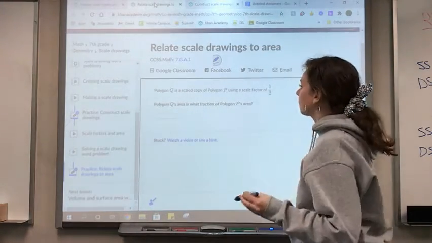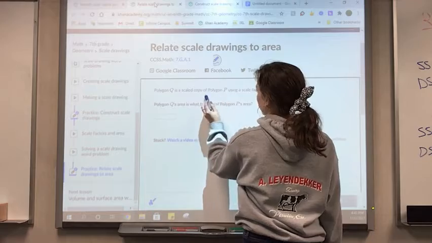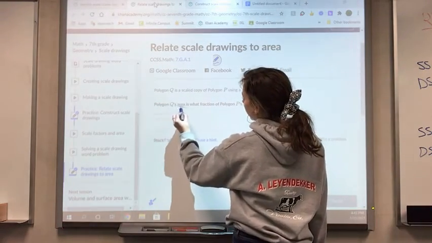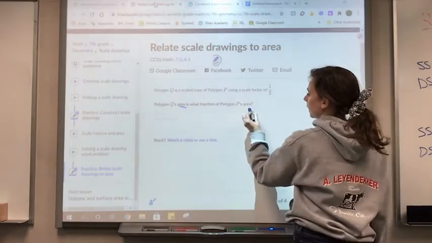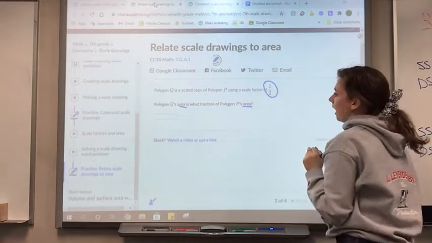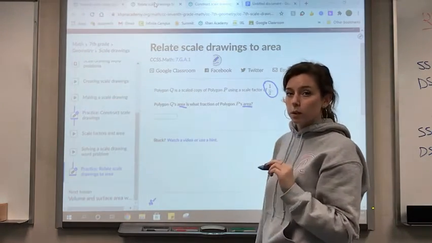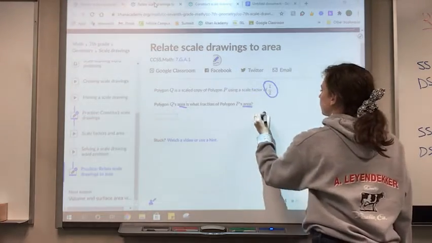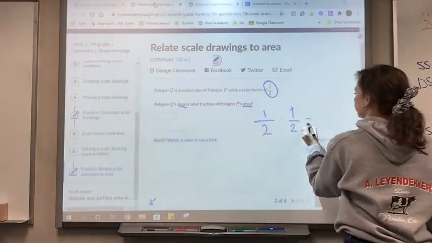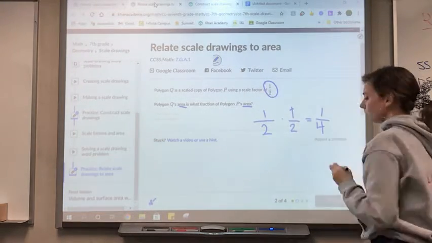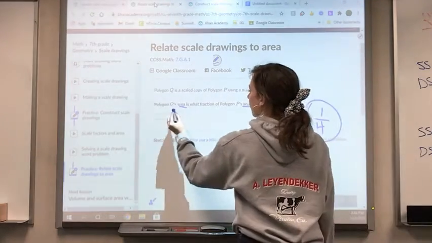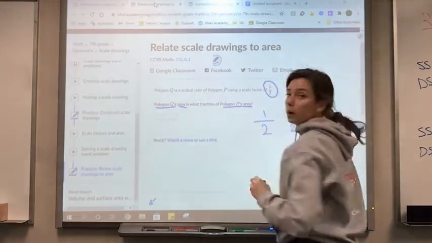All right, our next problem. Polygon Q is a scaled copy of polygon P using a scale factor of half. Polygon Q's area is what fraction of polygon P's area? So we're dealing with area, right? So we know that the scale factor is half, but because we're dealing with area, we have to multiply by the scale factor twice. So we would do half times half, and that gives us 1/4. So our scale factor for the area is 1/4. So the area of polygon Q would be 1/4 of polygon P.